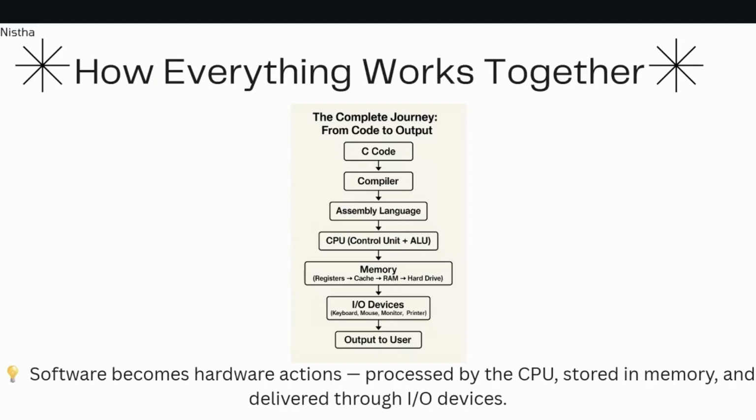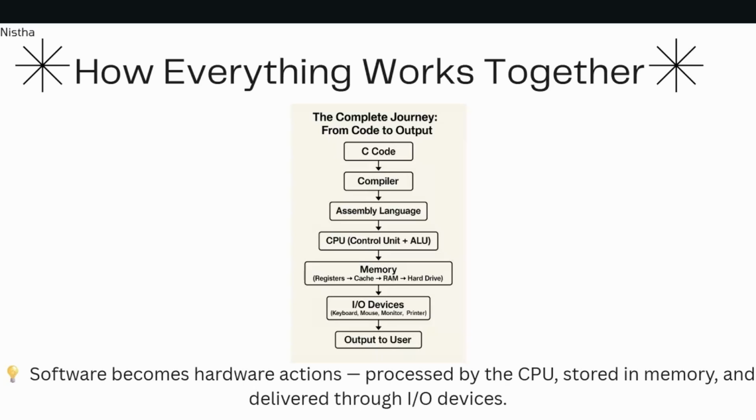Now let's see how everything we learned works together as one full system. This diagram shows the complete journey of writing code to actually seeing results on the screen. We start with C code, which is human readable. Then the compiler translates that code into assembly language, which is closer to what the hardware understands.